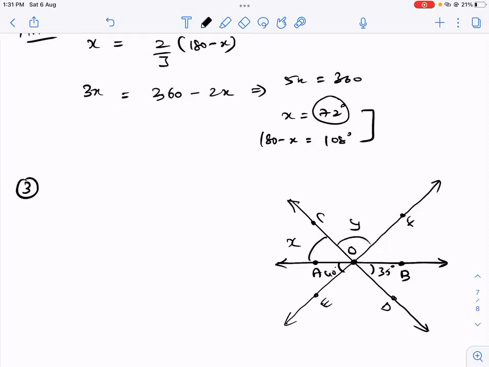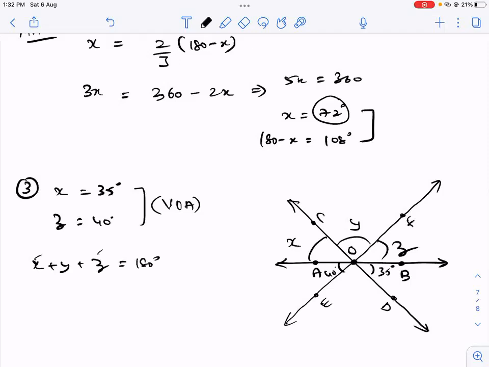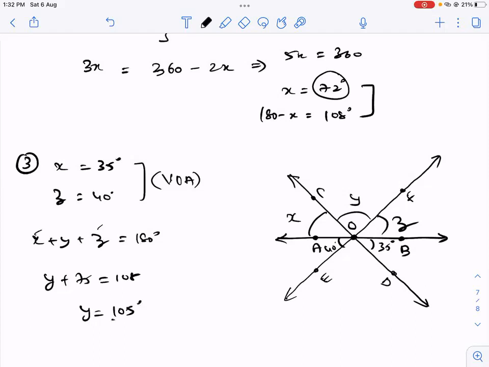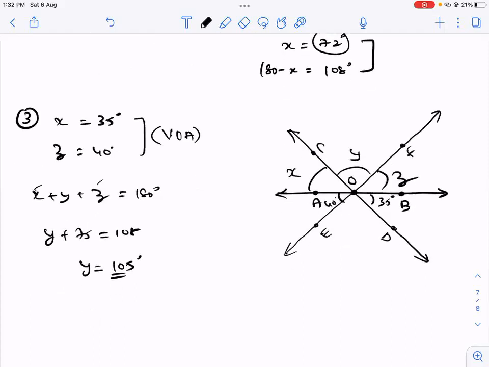COF, let me call this as Y. And BOF, let me call this as Z. So what is the value of X? Your favorite angle, huh? Yes. So X is 35. What about Z? Z is 40 because both of them form vertically opposite angles. Then what about Y? X plus Y plus Z is 180. X is 35, Z is 40. So Y plus 75 is equal to 180. Then Y will be equal to 105 degrees. Simple problem, right?